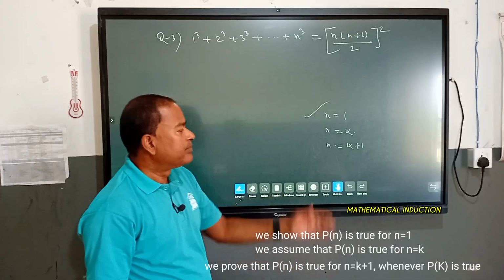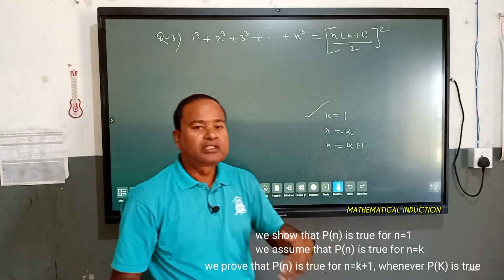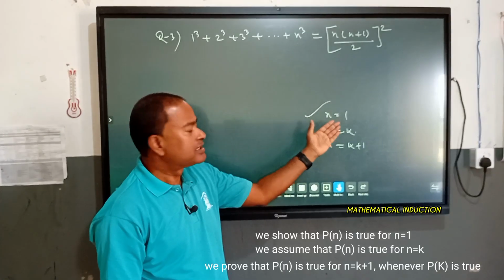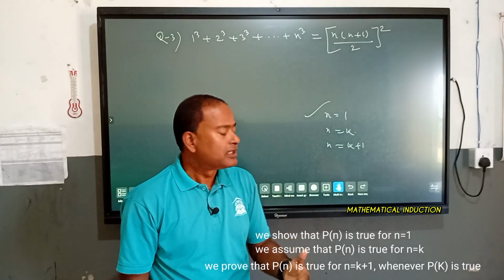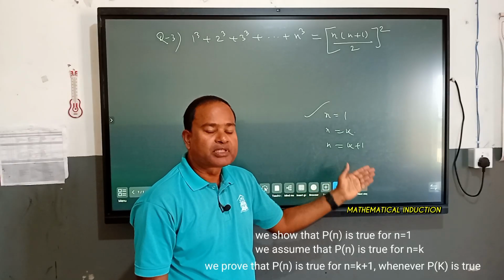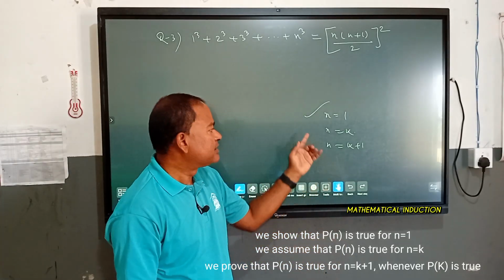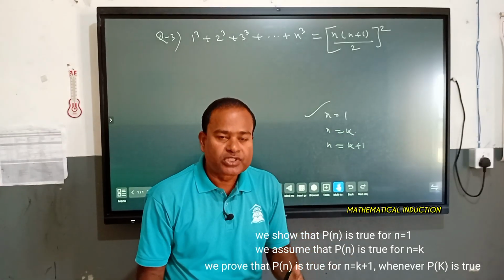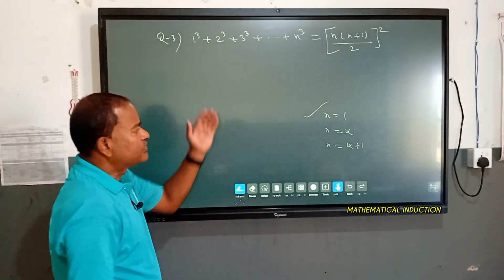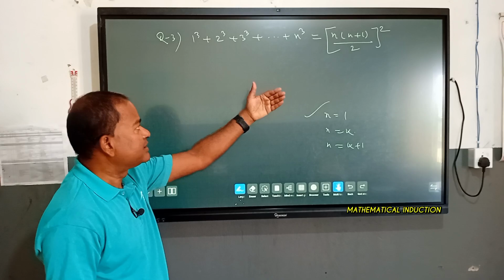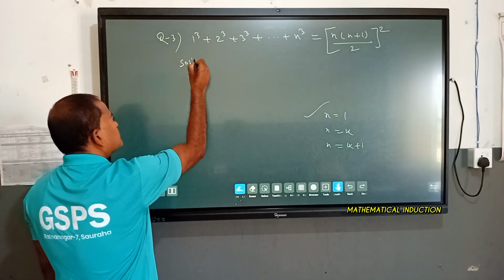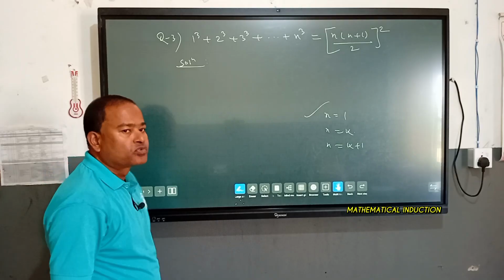So dear students, mainly there are three steps in the principle of mathematical induction: showing the statement is true for n equals 1, then showing the statement is true for n equals k plus 1 by assuming that the statement is true for n equals k. So here we go. Let's use the principle of mathematical induction to prove this formula. Solution.